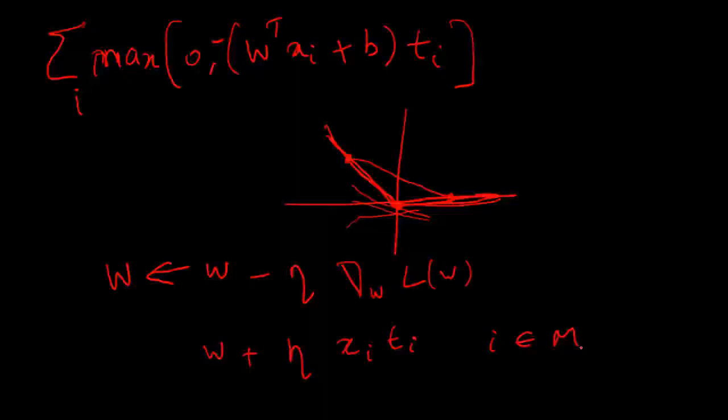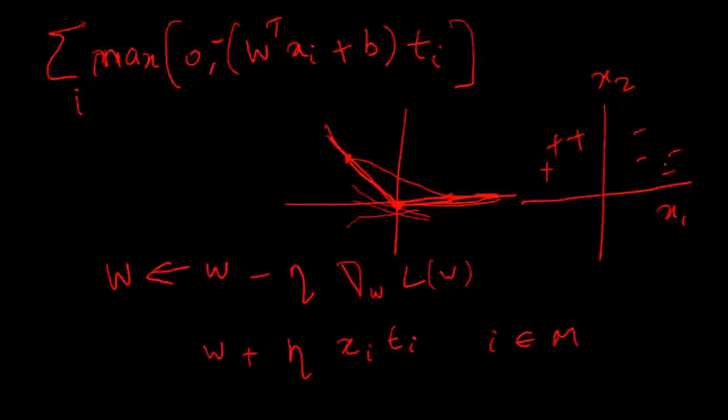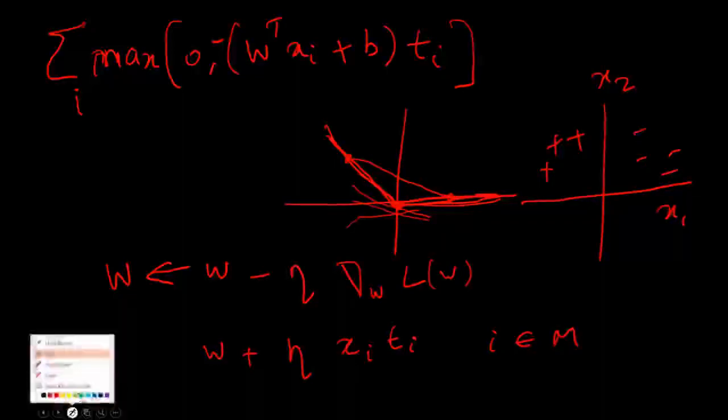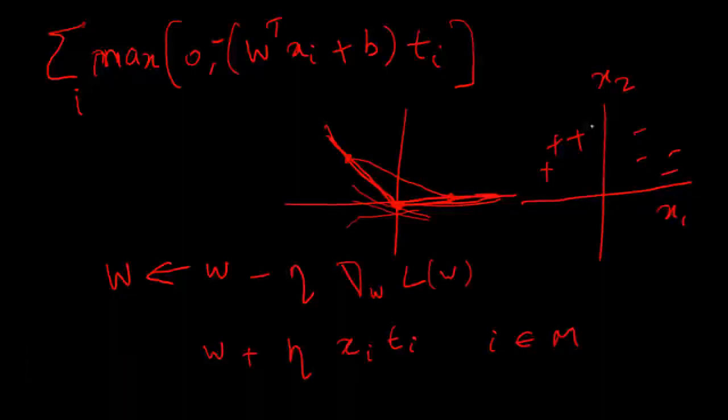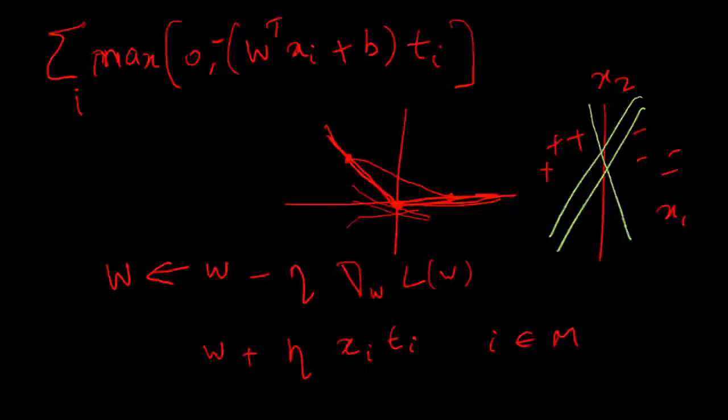Now the solution that you will get in x1 x2 space, if it is a linearly separable problem, so let's say all the positive points are on one side and all the negative points are on the other side, you have an ambiguity of multiple solutions that you can reach, all of which have zero loss. Any of these green lines will have zero loss. So we have infinitely many solutions when we have a linearly separable problem with the perceptron.